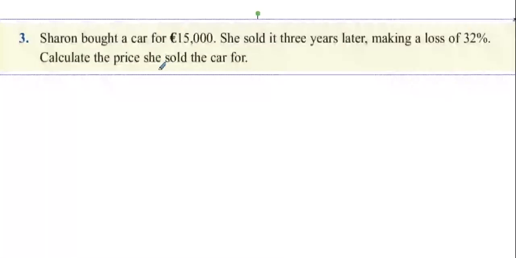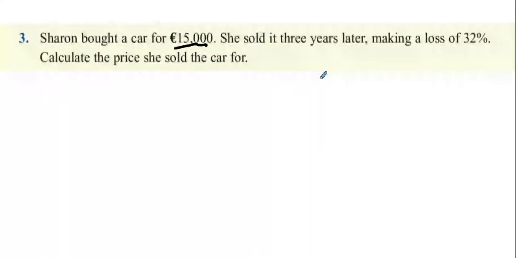Okay, next part. Sharon bought a car for €15,000. She sold it 3 years later, making a loss of 32%. Calculate the price she sold the car for. Well, two ways of doing this. If you made a loss of 32%, this means you sold it for 68% of its original value.